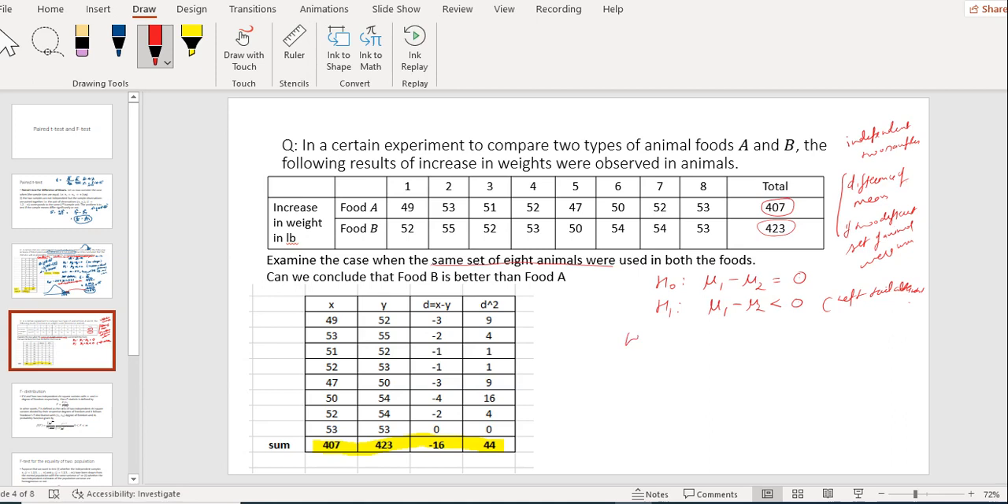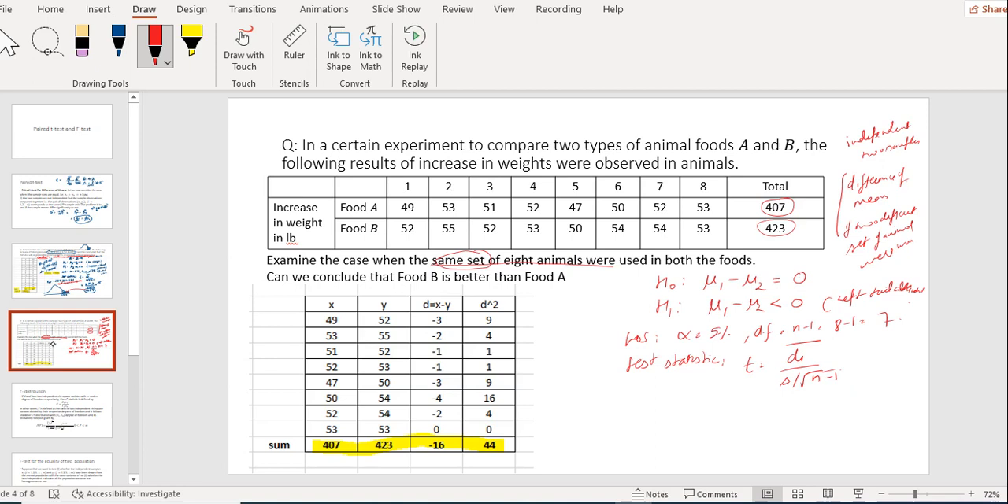So the level of significance we are going to consider here, alpha is equal to 5%. Degree of freedom, because here we have used 8 animals, so 8 minus 1 is 7, because we have the same set of animals. That's the reason degree of freedom is n minus 1. Okay, now the next step is we need to calculate the test statistic. So the test statistic is t is equal to d bar upon s upon square root of n minus 1.